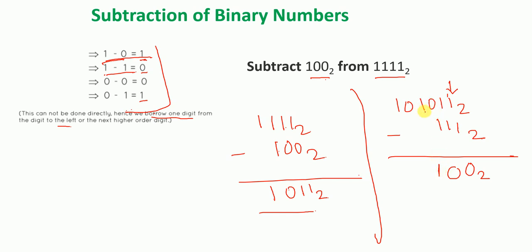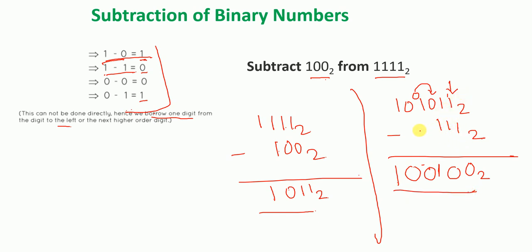And when this 1 goes here, we are left with 0, so we simply write 0. And we have this 0 also, 0 and 1. So 100100 base 2 is the answer for this question.